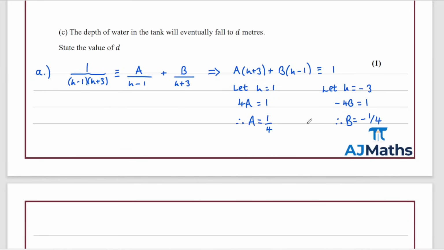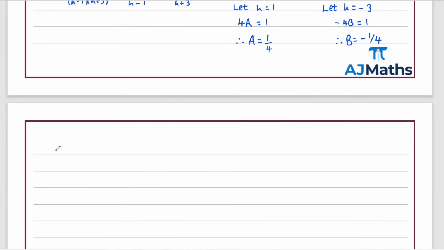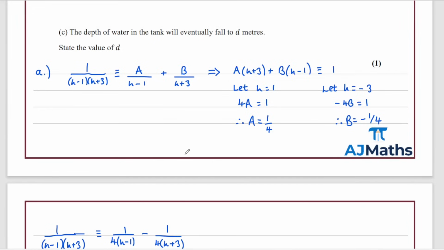Let's just write down the actual partial fraction decomposition. So in that case, we had 1 over h minus 1 and h plus 3. Splitting this up into partial fractions like we found here, a is 1 over 4. So I'm going to write this as 1 over 4 lots of h minus 1, like so. And we've got minus 1 over 4 here, so that's minus 1 all over 4 lots of h plus 3 there. Okay. And there we have it. So that is the solution to the very first part, just the partial fraction decomposition. That gets us the first 3 marks.